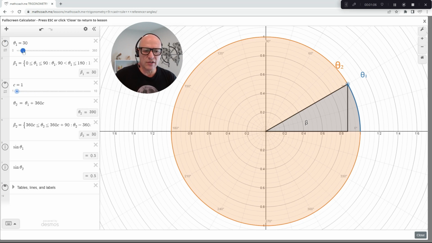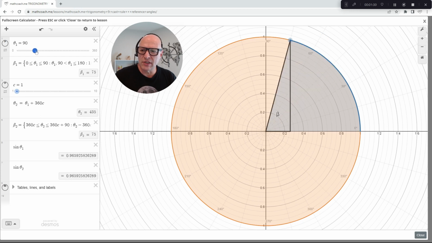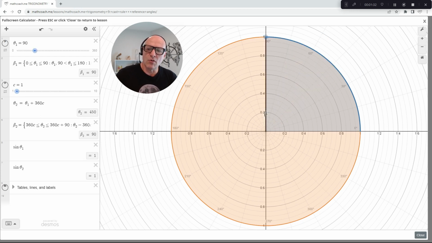So when theta 1 is 30, it's just once around the circle. Okay, so I've set my number of cycles around the circle to 1. So for theta 1 equals 30, theta 2, a coterminal angle, is equal to 30 plus 360 times 1. 30 plus 360 is 390. And if I change that to, say, 90 degrees, so if theta 1 is 90, then theta 2 is going to be 90 plus 360, which is 450 degrees.